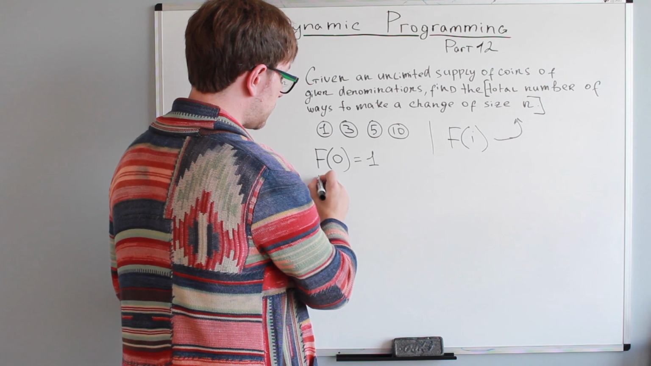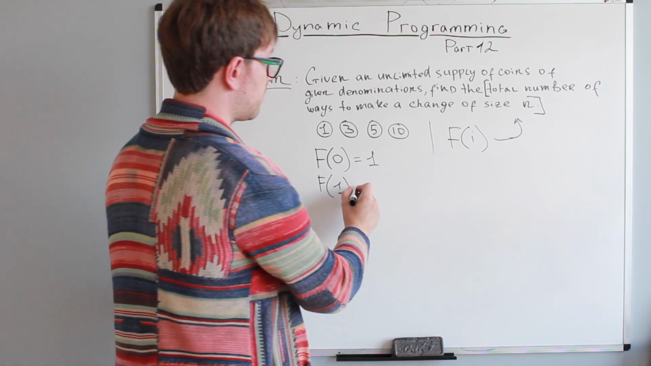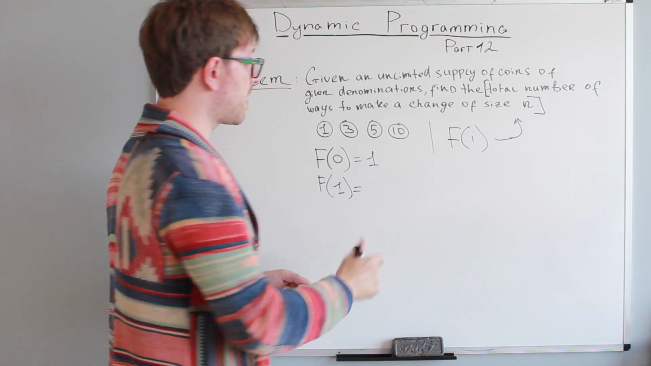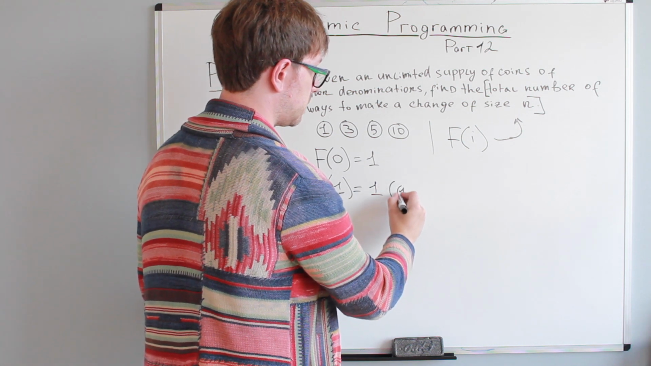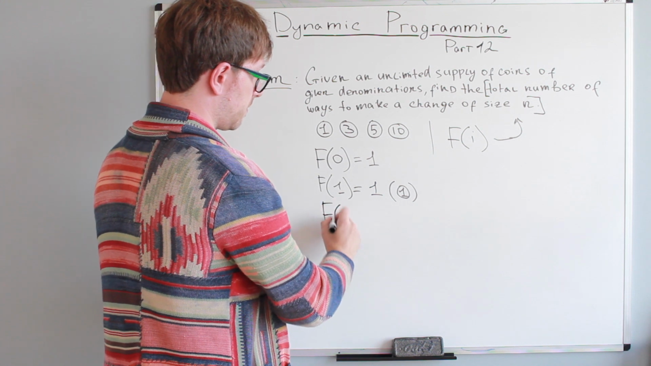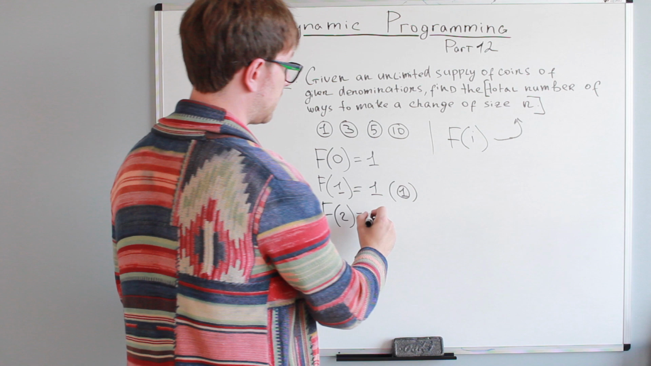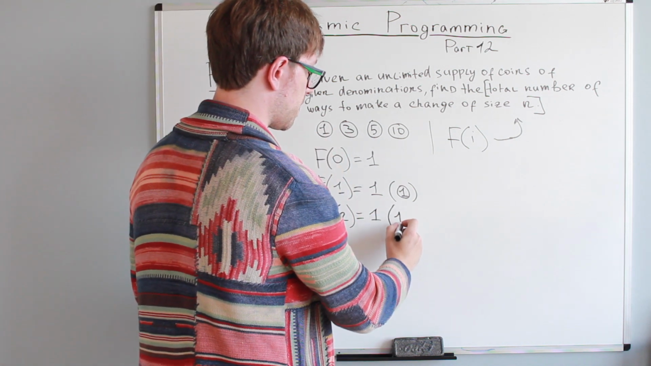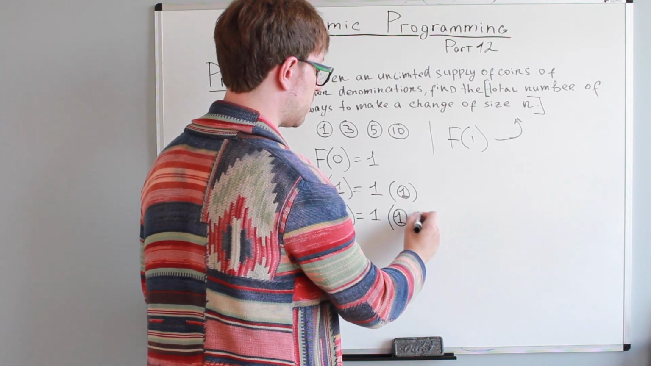Okay, what about f of 1? This one is quite obvious. We'll use 1 cent and give it back. So this is one way: 1 cent. What about f of 2? There is also one way, right? We use 1 cent, and then we still have to return 1 cent, 1 and 1, 2 ones.